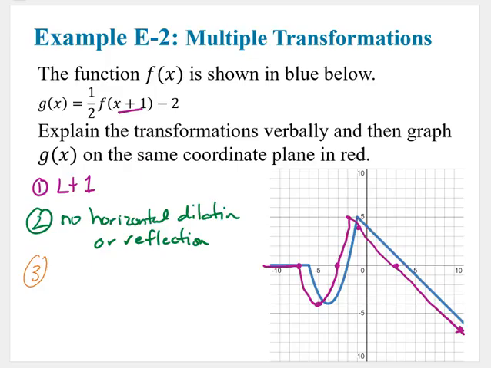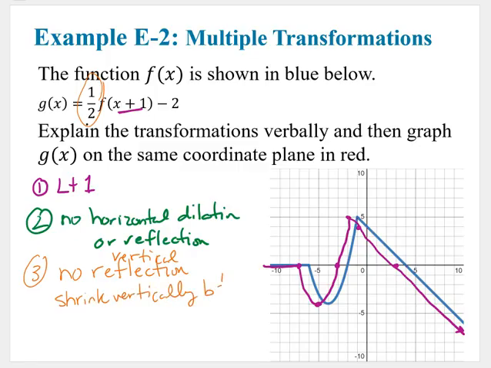So notice we do have a 1/2. So it's not negative, so there's no reflection in front of that 1/2. No vertical reflection, I should say. Let me specify that. No vertical reflection, but I do have that 1/2. So that means I am shrinking it vertically by 1/2. So I'm going to make it half as tall as it is.